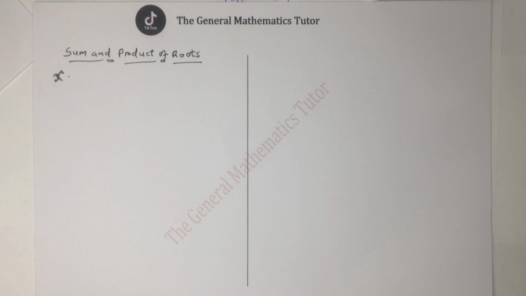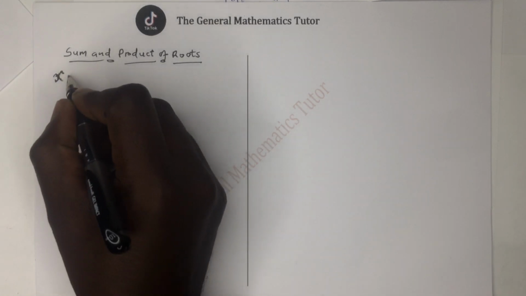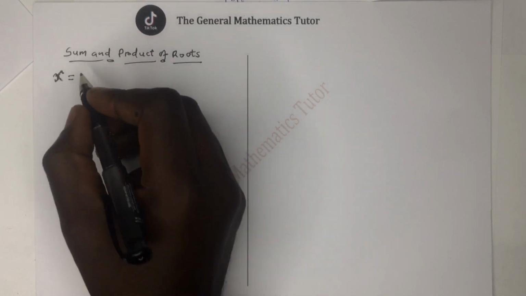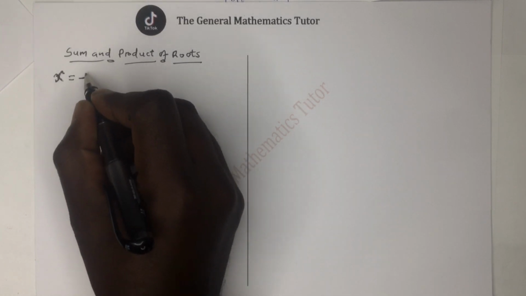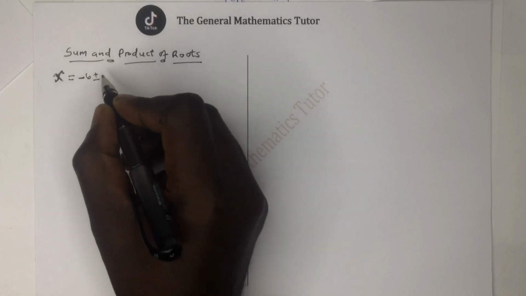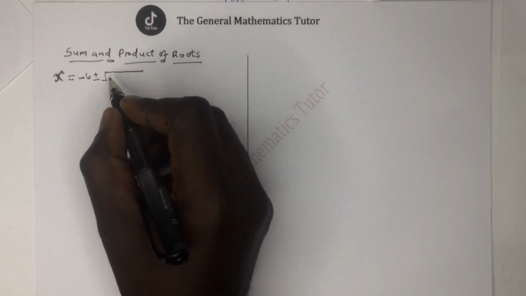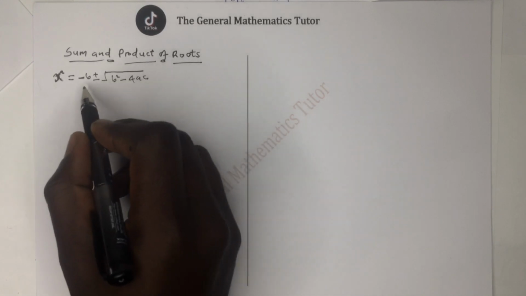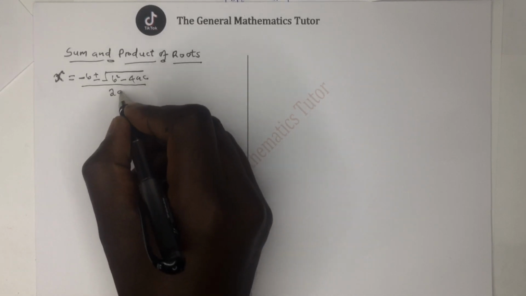So in this video we're going to observe the relationship between the roots and the coefficients in a quadratic equation. Normally a quadratic equation has two roots, or the solution is always in terms of two. For example, according to the quadratic formula, x is given by minus b plus or minus the root of b squared minus 4ac over 2a.